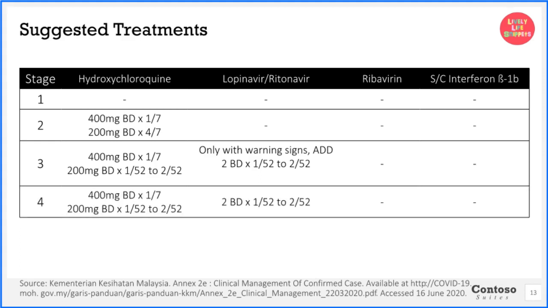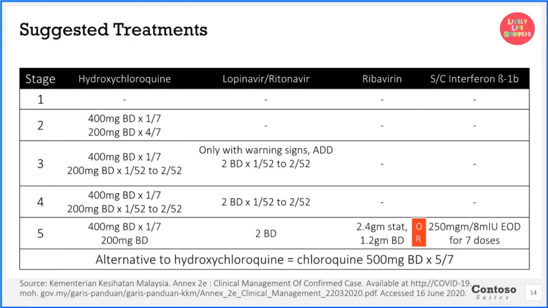If the patient reaches stage 4 and requires supplemental oxygen, both hydroxychloroquine and Kaletra is the preferred combination. If the disease has spread to many organs, ribavirin or subcutaneous interferon beta-1b may be considered. The loading dose of ribavirin is 2.4 grams immediately, followed by 1.2 grams twice a day. The dose of subcutaneous interferon is 250 mcg per 8 million units every other day for 7 doses.